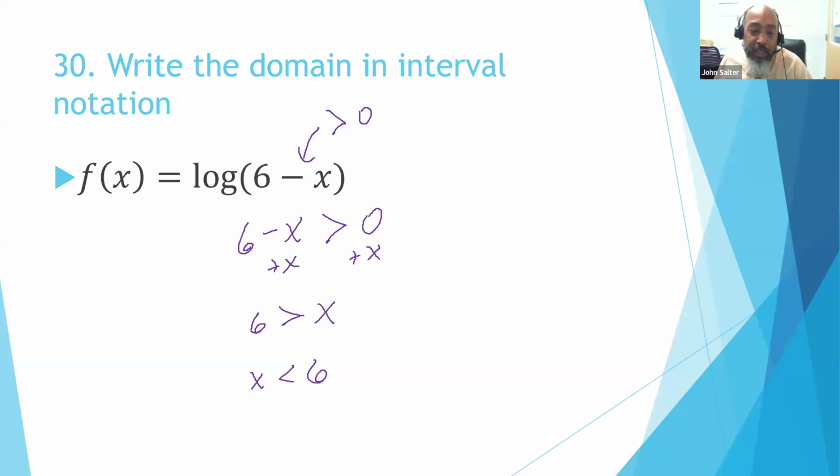So that's basically saying that my domain is any number from negative infinity all the way up until I get to 6. Because if I put a 6 in here, I get 6 minus 6 is 0, and that wouldn't work. And anything bigger than that would give me a negative number that also wouldn't work. So here's my domain.